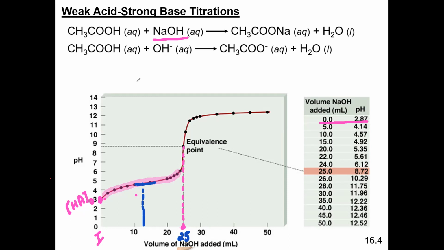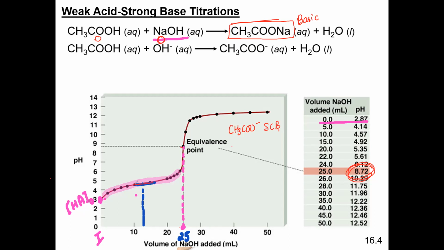Equivalence point, when the acid and base, both of them are 0. But can you see the equivalence point has a pH of 8.72? Because here, this is the one who is going to determine the pH. CH3COO minus is a strong conjugate base. So the salt is basic. That's why the pH is basic.